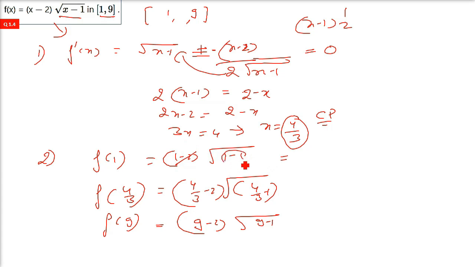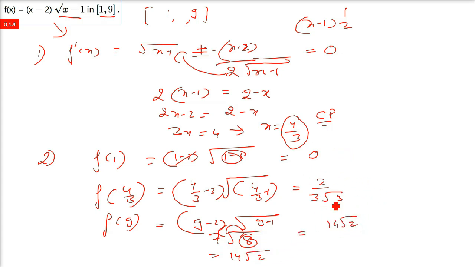Under root 1 minus 1: 1 minus 1 is 0, under root 0 is 0 only, so it becomes 0. Then we have this as negative 2 by 3 under root 3, and this is 7 here, under root 8 here, so under root 8 will be 2 root 2, it will be 14 root 2. We have 3 numbers now, and we have to arrange them in ascending order. Now you can very well see that 14 root 2 is the highest and 0 is the lowest.